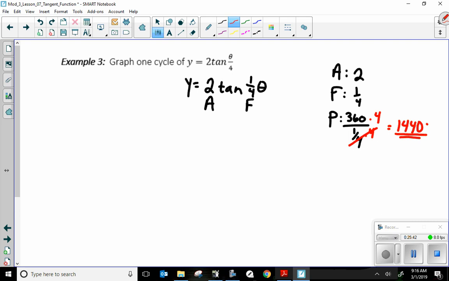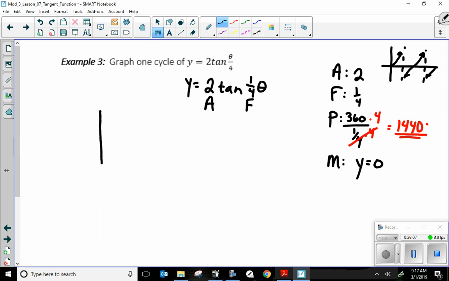Don't get freaked out. We're sketching it. It's still the same thing. We're just going to change the numbers on the bottom. My midline, I'm not adding or subtracting anything, so it's still y equals 0. And this is tangent. It's not flipped, so it's going to start going up to the right, down to the left. It's going to look something like that. I just like to see what I'm graphing.